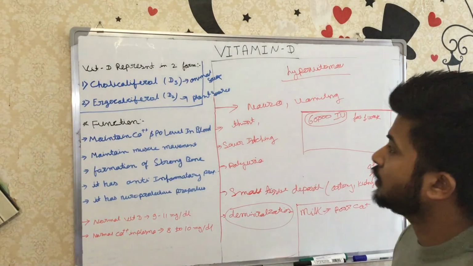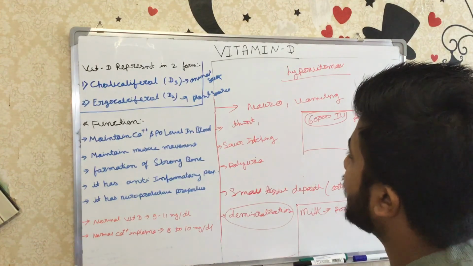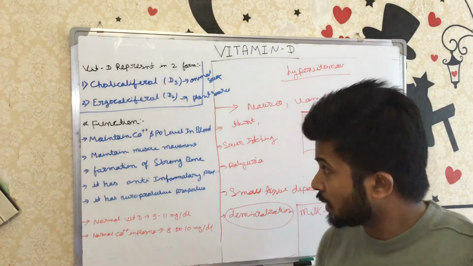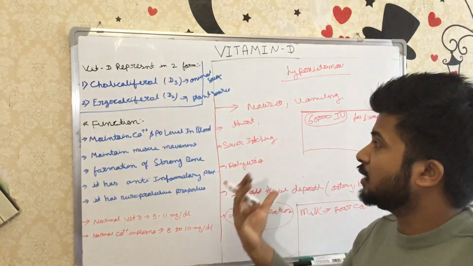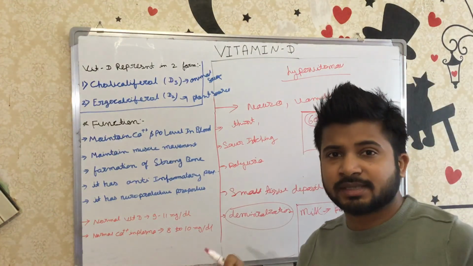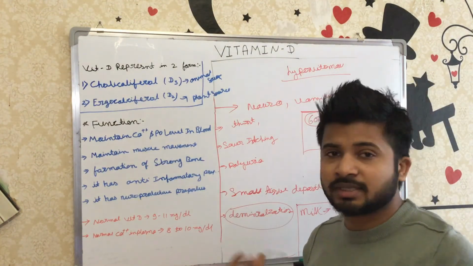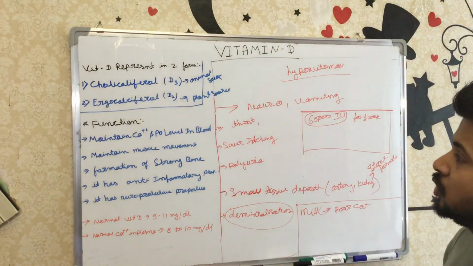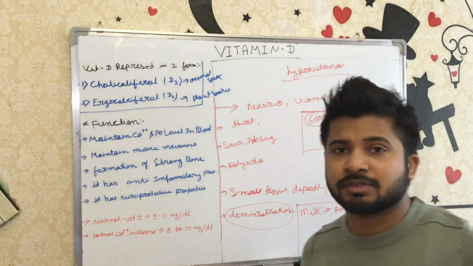Then ergocalciferol, that is the plant source. Plant source means vegetables and yeast, because in yeast, through photolysis, vitamin D can be made, like in tablet form or medicinal form, and can be given. So these are the main sources of vitamin D.